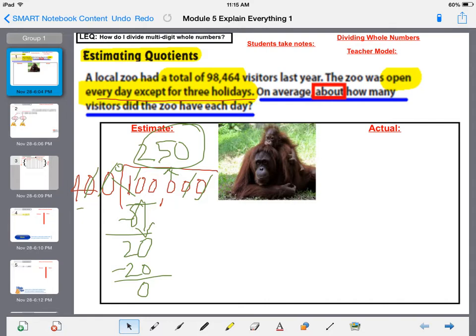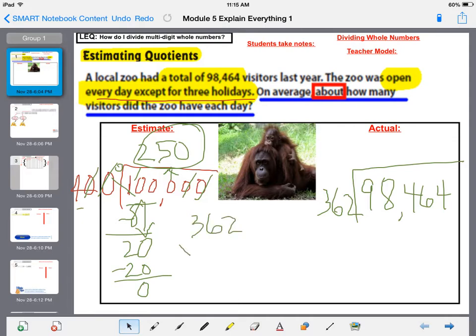So we're going to go ahead and do the actual. We're going to take the actual total of 98,464. We're going to divide that by 362. Remember, it was open every day of the year except for 3. We're going to take 362, and we want to see how many times it goes into 984. Now, 3 is going to be too high because that's going to be about 900. So let's take 362 off to the side, multiply it by 2, and see where that gets us. We want to get to 984 without going over.